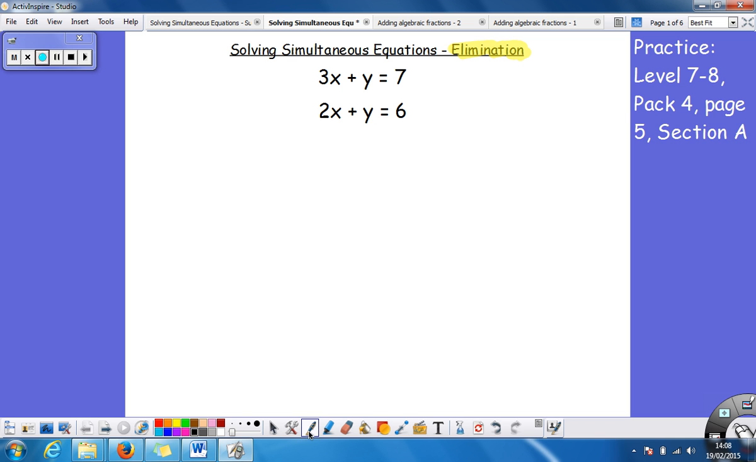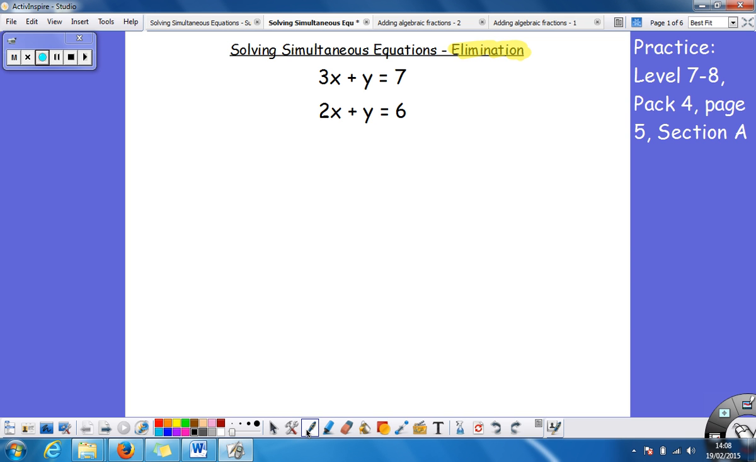So we've got two simultaneous equations here. They are simultaneous equations because they've both got an x in them and they've both got a y in them. There are two unknowns here that we need to figure out the solution to. So I need a value for x and a value for y that works in both of these equations. Elimination means that I need to get rid of one of those variables, so I'm going to try and remove it.